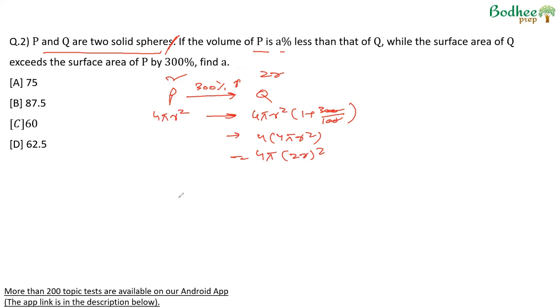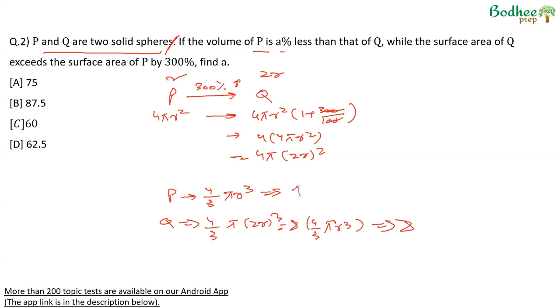What about the volume? Now the volume of P will be 4 by 3 pi r cube. The volume of Q will be 4 by 3 pi 2r cube, which will be 8 times of 4 by 3 pi r cube. If we assume that the volume of Q is 8, the volume of P will be 1. It says P is a% less than Q. Q is 8, P is 1.